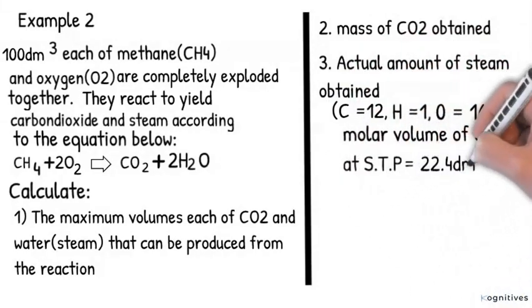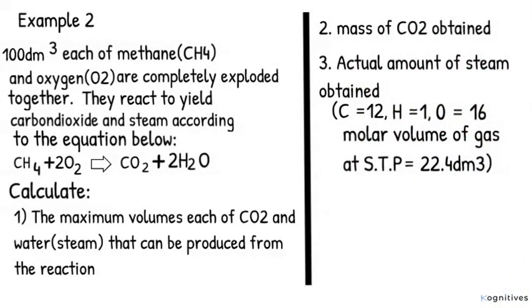And 3. The actual amount of steam obtained. Let's be given some standard figures now. So here we have the atomic mass of carbon is equal to 12, that of hydrogen is equal to 1, that of oxygen is equal to 16, and the molar volume of any gas at STP is equal to 22.4 dm cube. Are you eager to solve and to demystify this question?